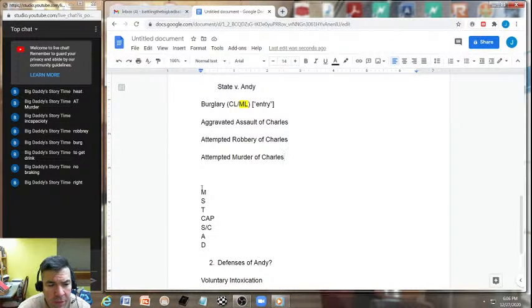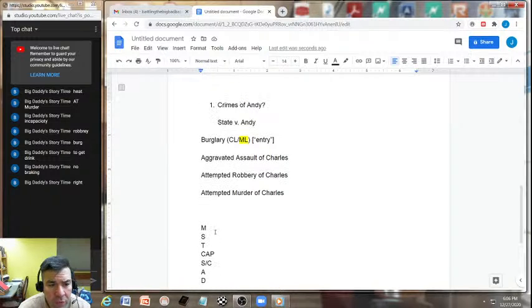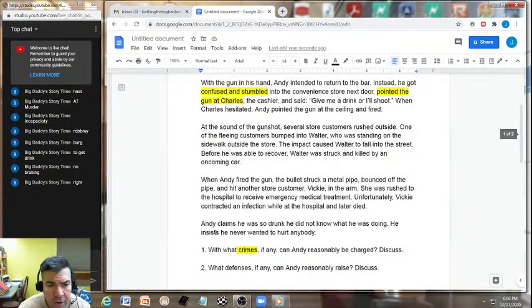We're running through our shopping list. We don't have a murder situation here. We got structure, yes. Theft, yes. Crime against the person, yes. We don't have any solicitation, conspiracy, no attempt. And we already talked about the defense. We already talked about the two attempts. Okay, so we've tackled Charles here.